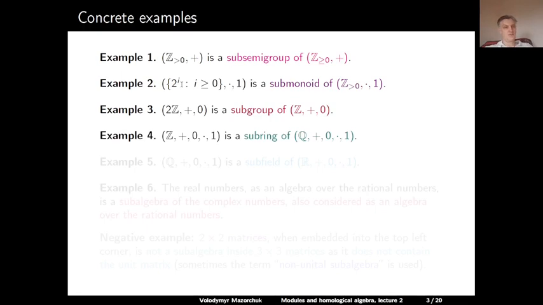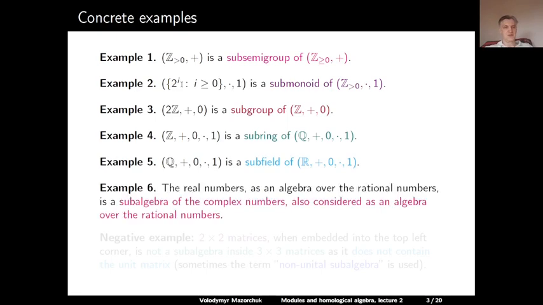Example 4. The ring of integers is a subring of the ring of all rational numbers. Example 5. The field of all rational numbers is a subfield of the field of all real numbers. Example 6. The algebra of real numbers over the rational numbers is a subalgebra of the algebra of all complex numbers, considered as an algebra over the rational numbers.